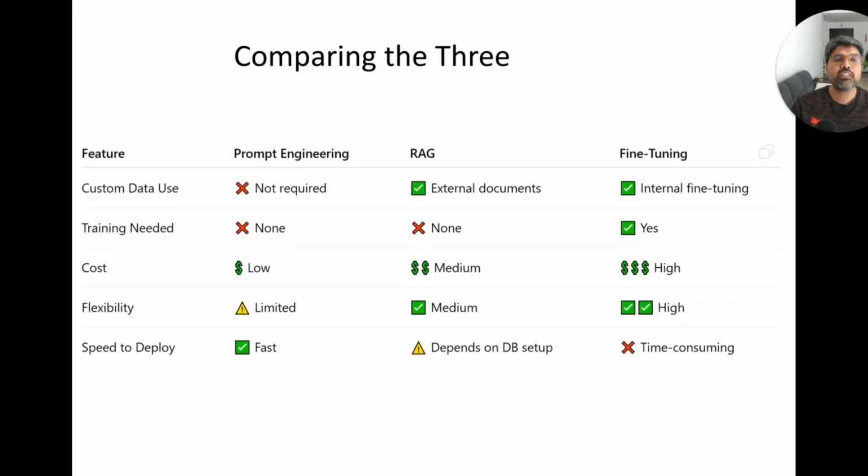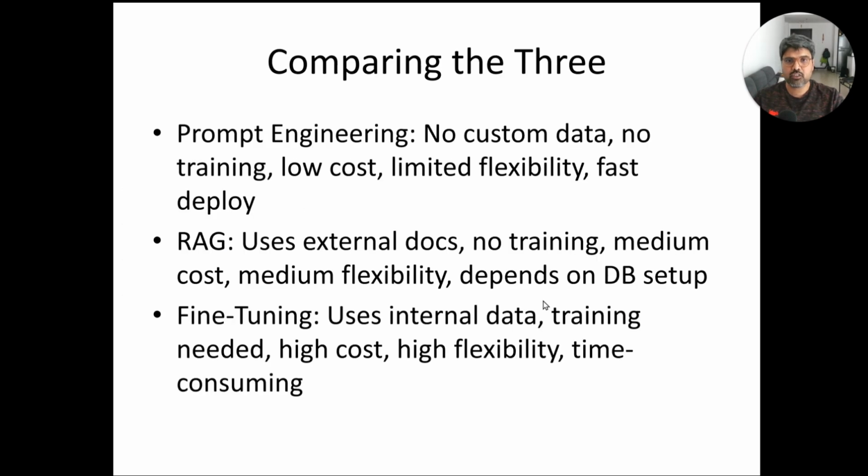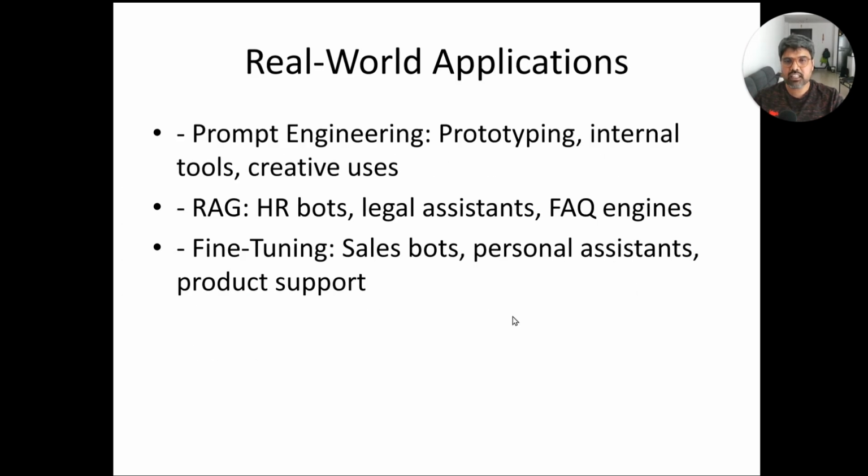Speed to deploy: nowadays everyone wants things faster, so speed to deploy is important. In prompt engineering you can do something within an hour. RAG depends on the DB setup, but I recommend Pinecone, you can do it quicker. Fine tuning is time consuming, because it is not only about inferencing but also about the time it takes. Just to summarize all these things we have discussed, some real world applications.